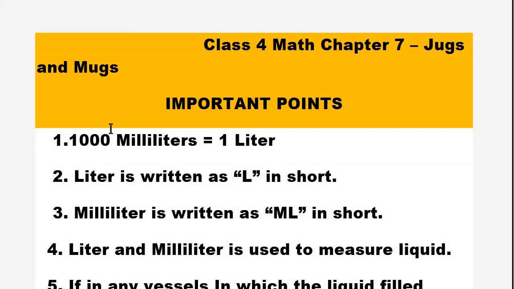First important point, 1000 milliliter is equal to 1 liter. Second, liter is written as L in short. Milliliter is written as ml in short. If we want to write milliliter in short, then we write ml. And if we want to write liter in short, then it is L.